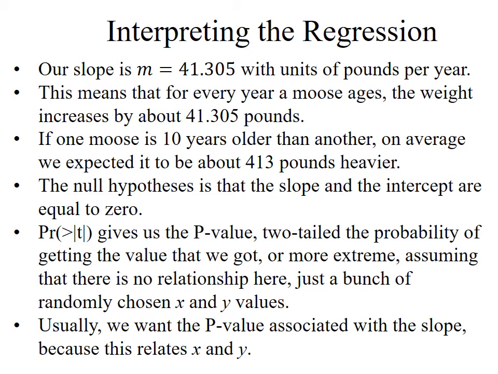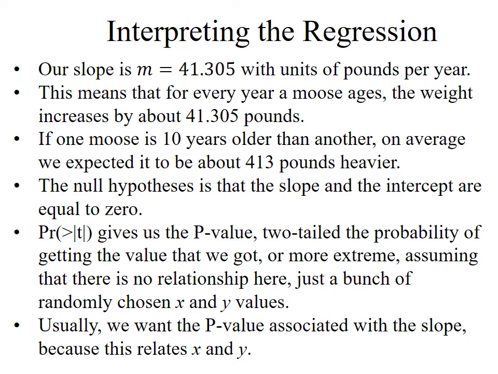So therefore, if I now sample 2 moose and I find this moose is 10 years older than the other moose, on average, I would expect the older moose to be about 413 pounds heavier than the younger moose. All right, and so again, the test statistic being done here is on the null hypothesis that the slope and the intercept are equal to 0. I don't need to know the details of exactly how all this is computed. If you tell me what the null hypothesis is and what the p-value is, I can make sense out of that. I can interpret any p-value as long as I know what the null hypothesis is.